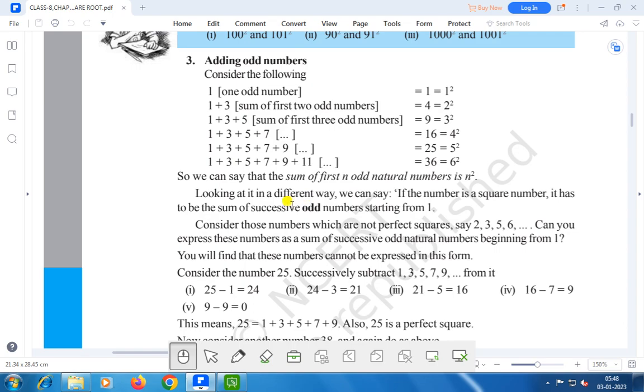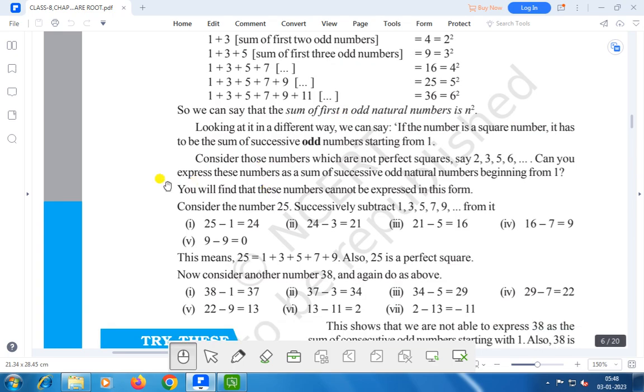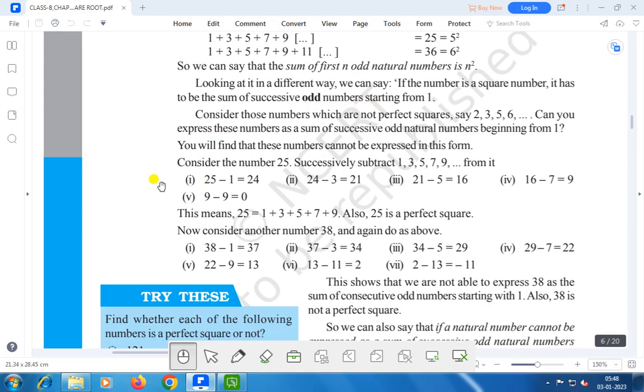6 square, 36. So you can say that the sum of the first n odd natural numbers is n square. Looking at it in a different way, we can say that if a number is a squared number, it has to be the sum of successive odd numbers starting from 1.